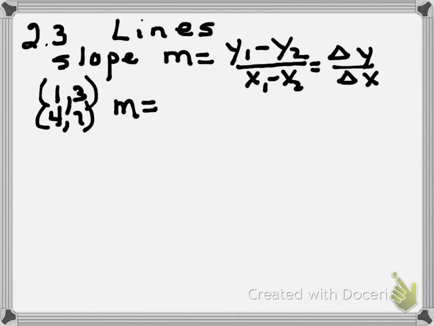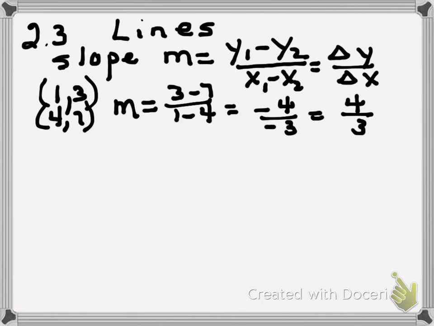I'm going to start with the first point, just because I want more negatives here. So I'm going to do 3 minus 7 over 1 minus 4. Again, I could have done 7 minus 3 over 4 minus 1. So I'm getting a negative 4 over negative 3, which is positive 4/3. Exactly what I would have gotten had I done 7 minus 3 over 4 minus 1. It's positive. A positive slope is going to go in this direction. A negative slope is going to go in this direction.